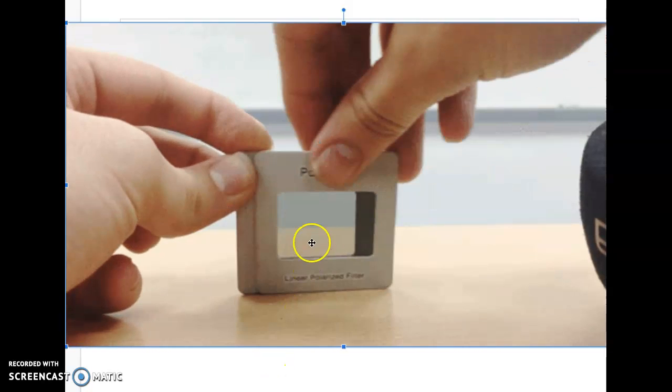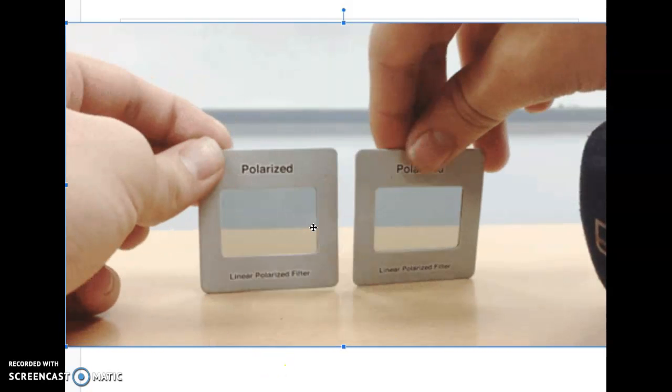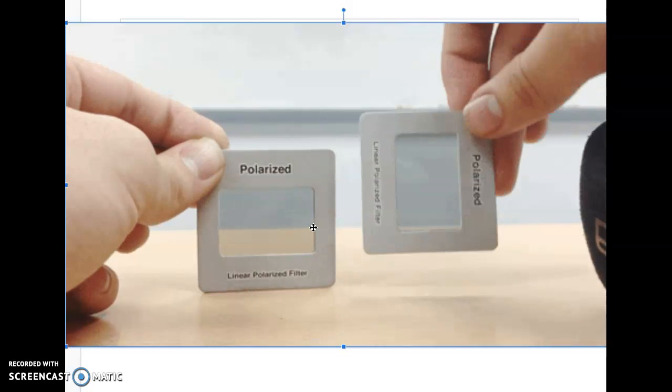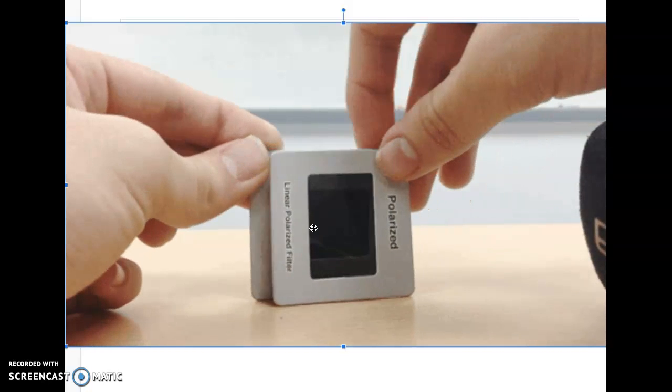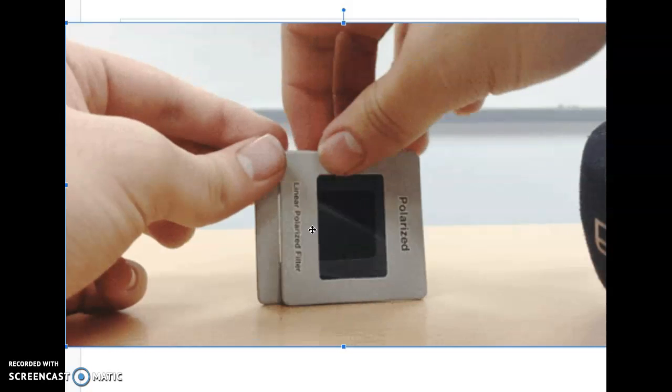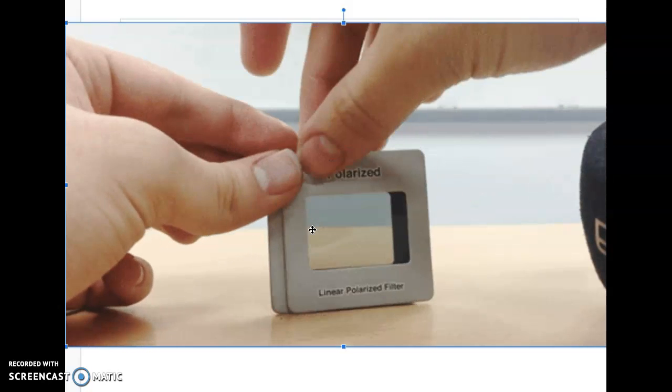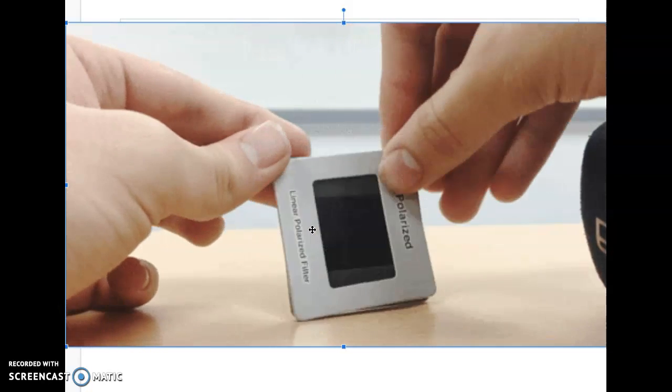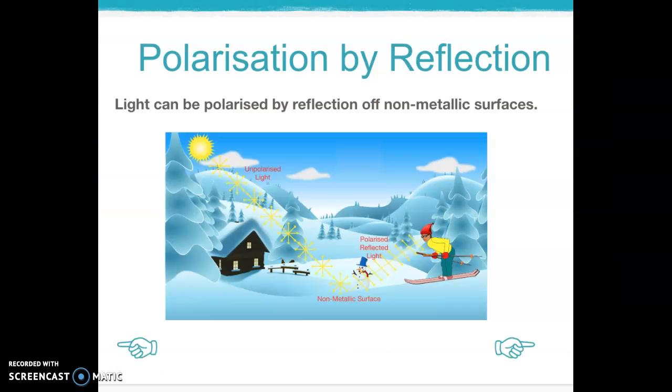If you have the polarizer and the analyzer in line, nothing happens. You turn that polarizer around 90 degrees and you get no light traveling through. Okay, that's the polarizing effect. Parallel, 90 degrees. Polarization also happens by reflection. What's going on there? Well, you start off with unpolarized light, and non-metallic surfaces will polarize. They will act like your polarizing lens.